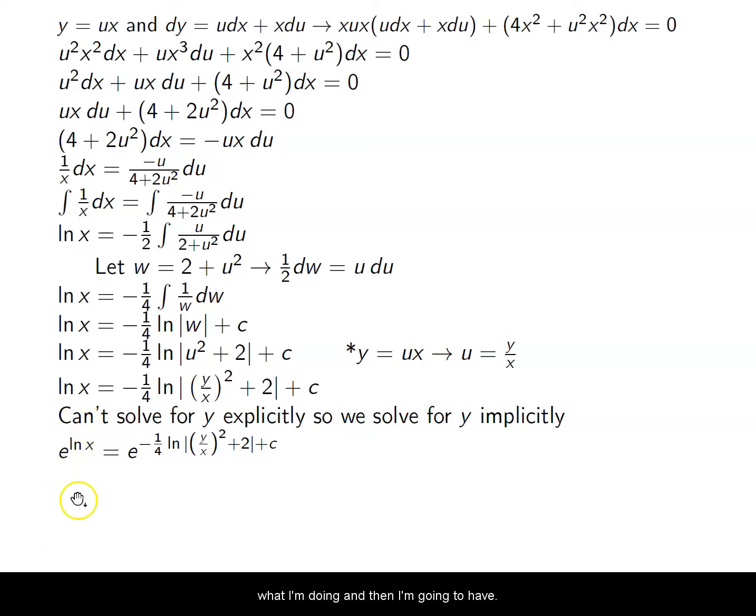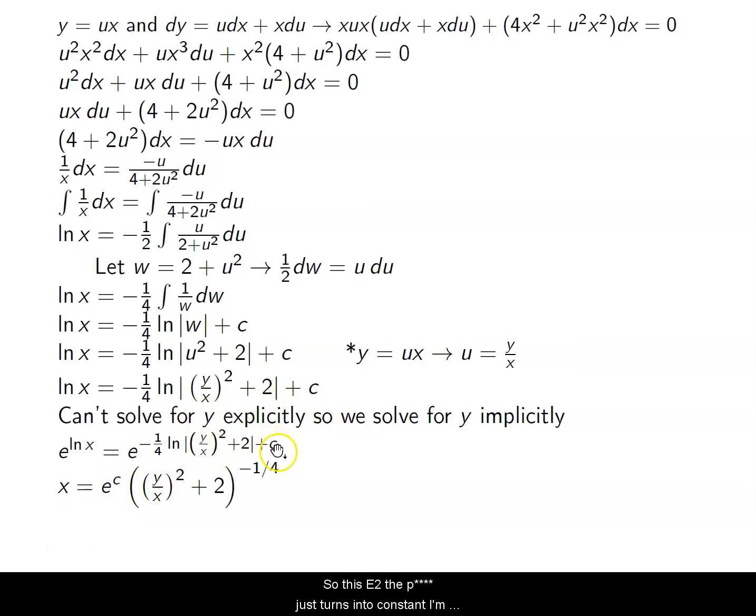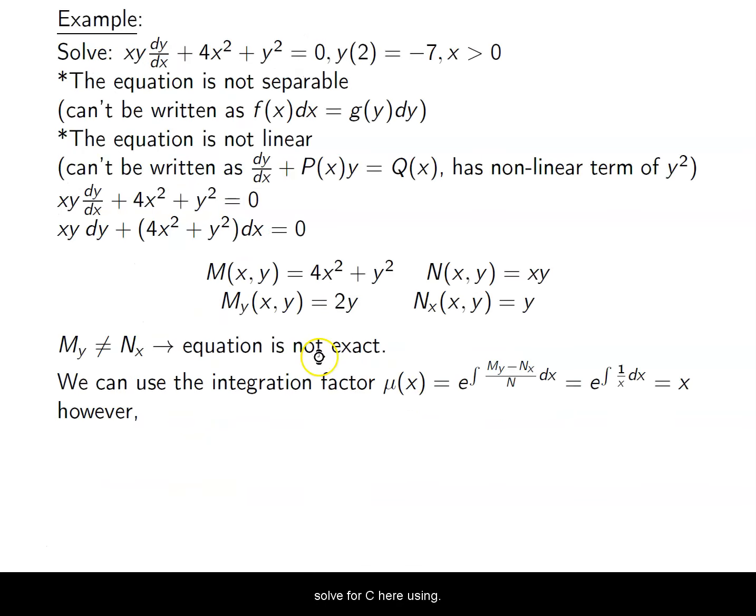So that's going to give me just x here, and then I'm going to have all of this raised to the power of e. So this e to the plus c just turns into a constant. I'm going to write it as e to the c, however, but it's really just going to turn into another constant. So this is going to be x equals some constant, which we'll call c, and then this thing to the negative 1/4 power.